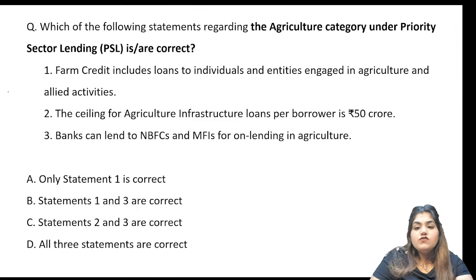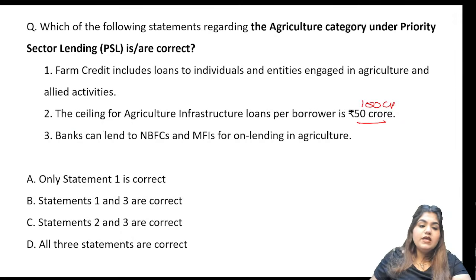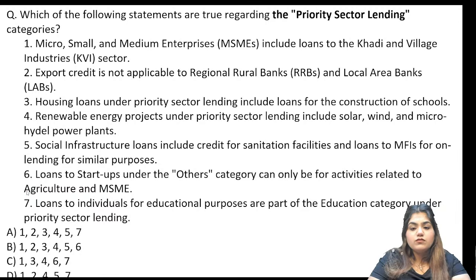Next. Which of the following statements regarding the agriculture category under the PSL are correct? 1 is correct. 2 is not. It is 100 crore. 3 is correct. That will give us B as the correct answer. Next question. Last question.